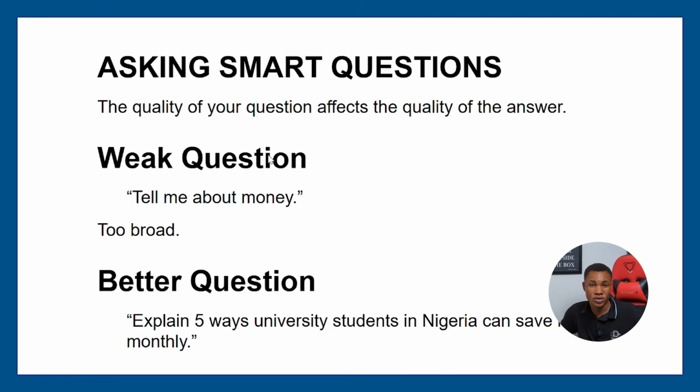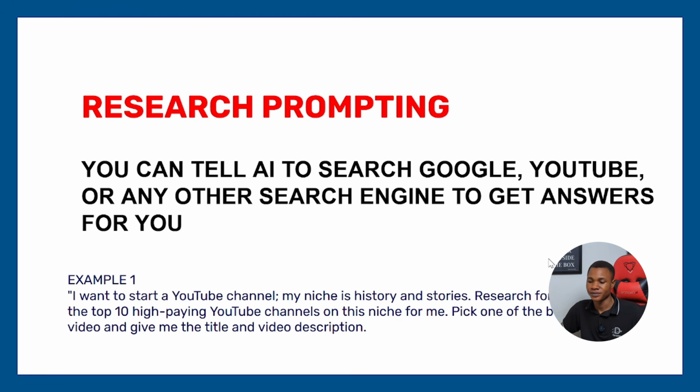Asking AI smart questions is also very good. The quality of your question, of course, affects the quality of the answer you're going to get. So a weak question is, tell me about money. It's actually a question, but it's very weak. The better question is, explain 5 ways university students in Nigeria can save money monthly. All right.